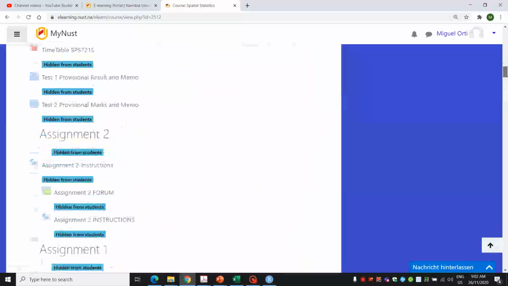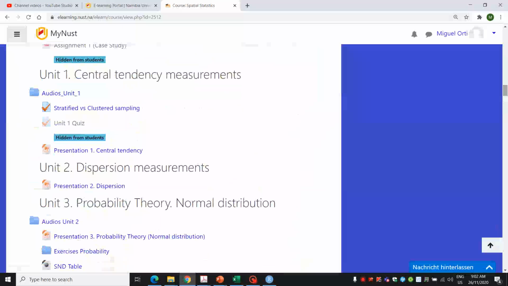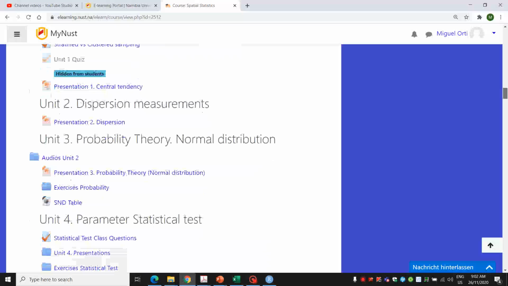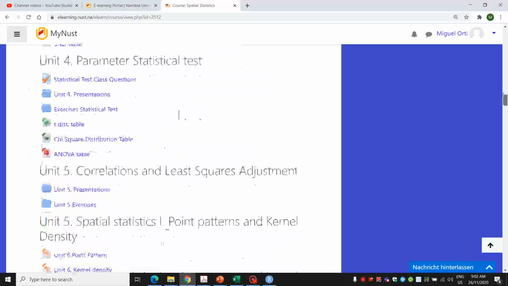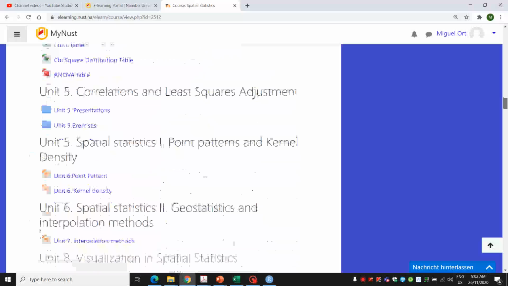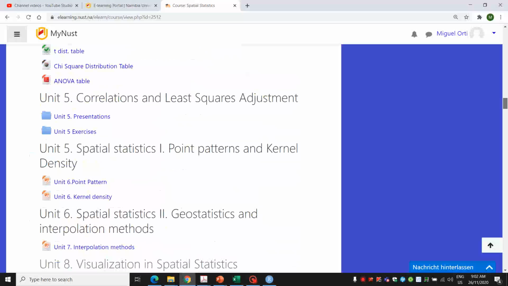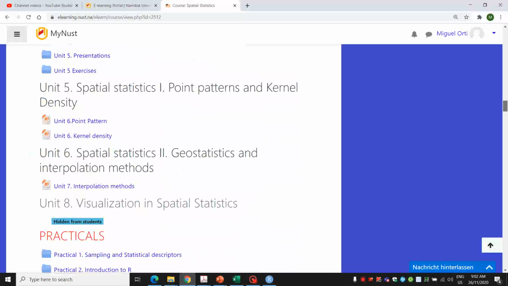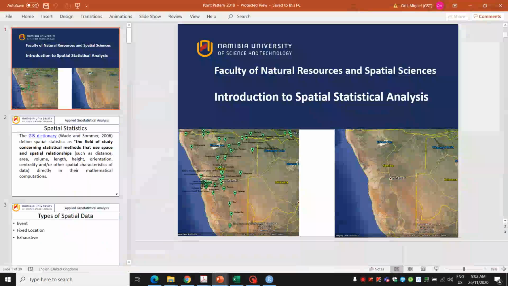I need to rearrange the names of the units a little bit, but this is unit 1, unit 2 is probability theory, unit 3 is statistical test, unit 4 correlation and least square, and then we have unit 5 and 6 just to conclude the course. Okay, so unit 5 is point pattern and kernel density, and unit 6 interpolation method.